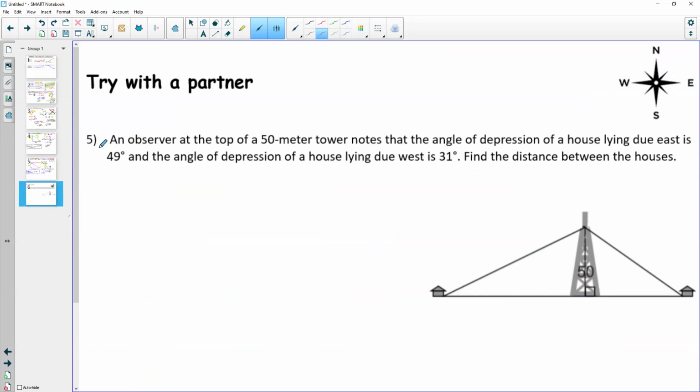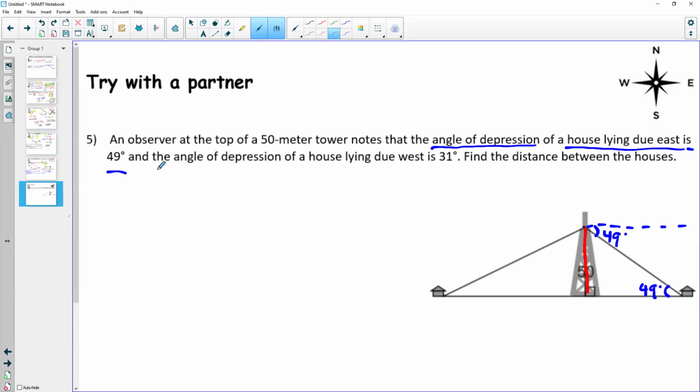So number 5, an observer at the top of a 50-meter tower. Here's our 50-meter tower. Notes that the angle of depression of a house lying due east. Here's east. East is to the right. So angle of depression of a house lying due east is 49 degrees. I just want to practice kind of labeling the angle of depression. Remember, angle of depression is with a horizontal line, so I have to draw it. So my angle of depression is 49 degrees. It's formed with a horizontal line and a downward line of sight. This is 49 degrees. And if that's 49, then this is 49.